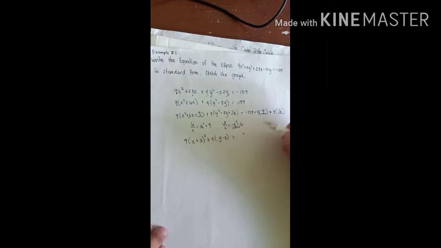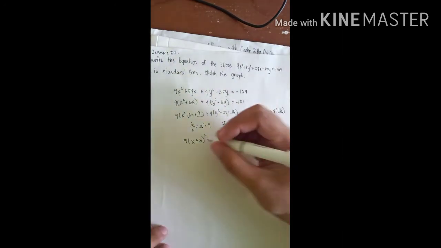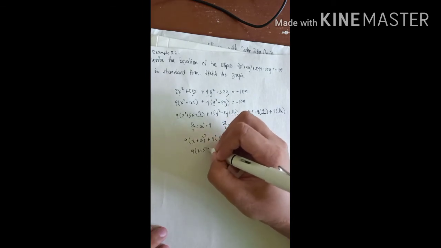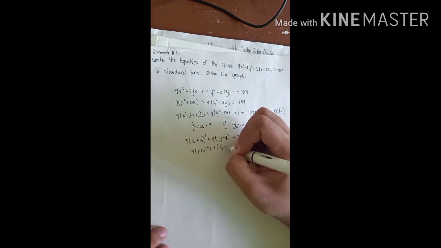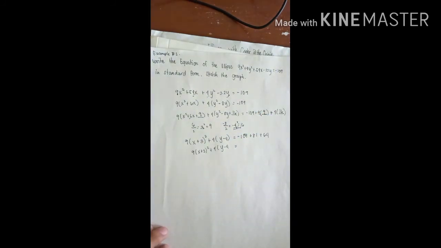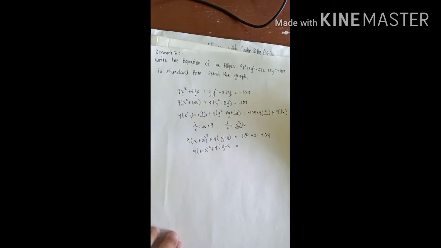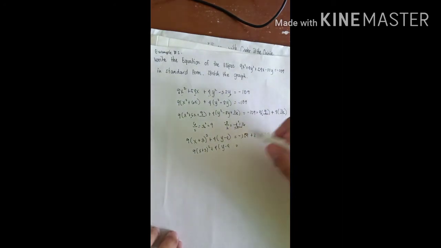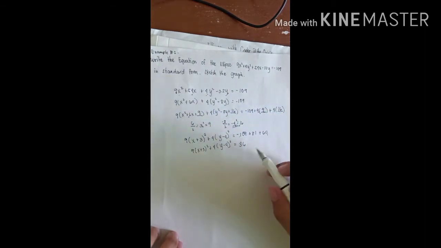okay, that is equal to negative 109 plus 81 plus 64. That is equal to, okay, so 9 times x plus 3 quantity squared plus 4 times y minus 4 is equal to 109 plus 81 plus 64, that is equals to 36. Quantity squared pa rin pala to.